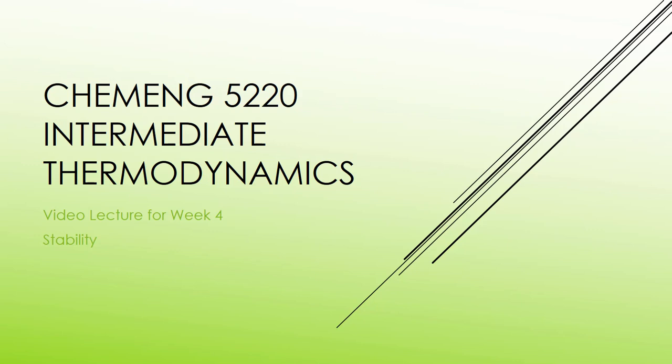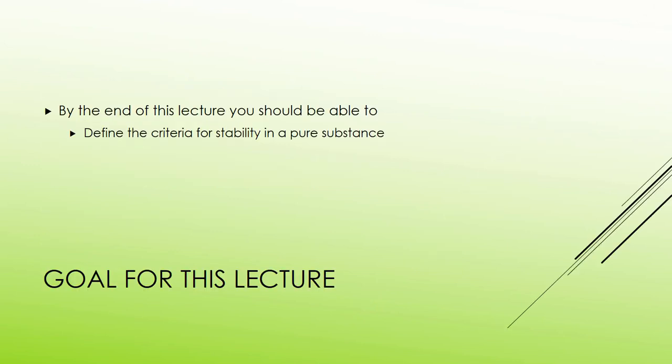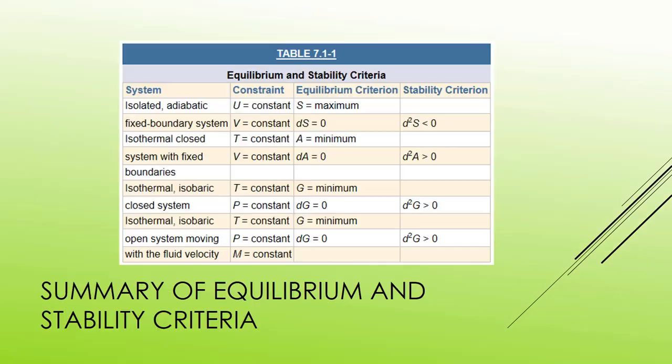In this video lesson for intermediate thermodynamics, we'll be looking at stability. Our goal here is that we'll be able to define the criteria for stability in pure substances. In the last lesson, we ended by looking at this table briefly.